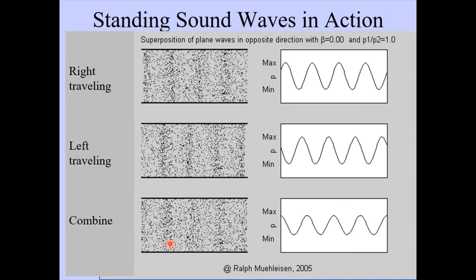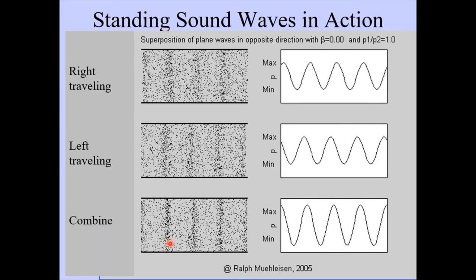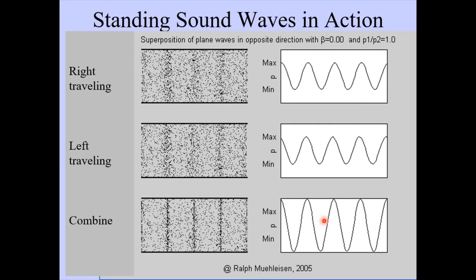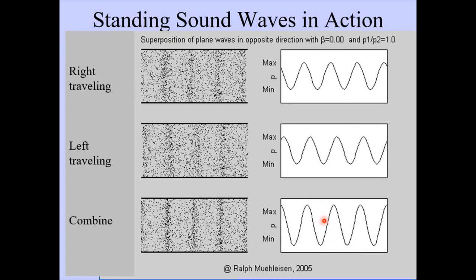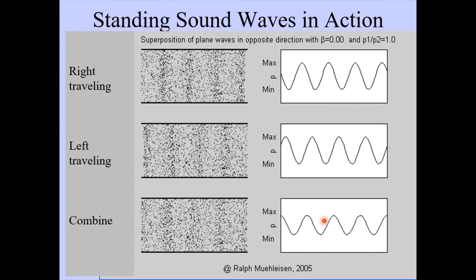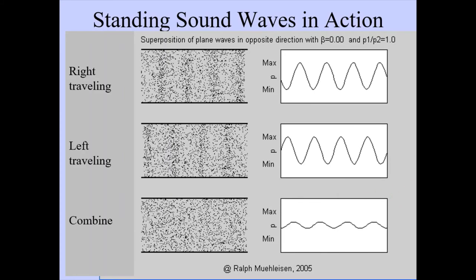We get a standing sound wave. So notice these regions of nodes and antinodes, they don't change position. They just alternate high and low, as is shown down here. So this is an example of a standing sound wave, and we'll be seeing demonstrations of this in the next chapter when we talk about musical instruments.